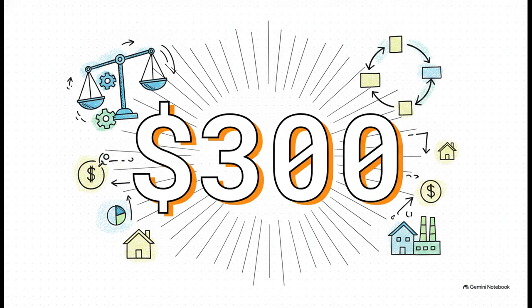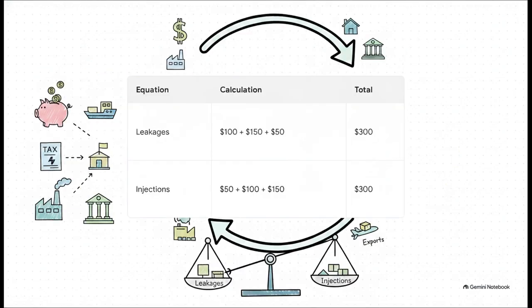How on earth do we get there? Let's look at the math for our totally fictitious economy. Say our total leakages, so that's savings of $100, taxes of $150, and imports of $50, all equal $300. And then our total injections, investments of $50, government spending of $100, and exports of $150 also add up to exactly $300. Since they match, the circular flow continues indefinitely in a totally stable state. Leakages equal injections. Boom! Equilibrium is achieved.